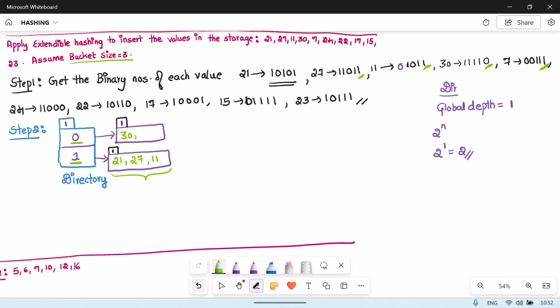Now, what is going to happen? It will lead to something called overflow. So 7 will not be able to fit into this bucket and it will be an overflow. Are you clear with this? It will lead to a situation called overflow.